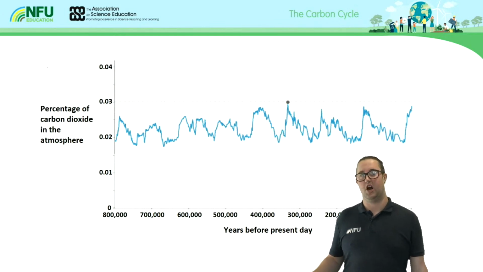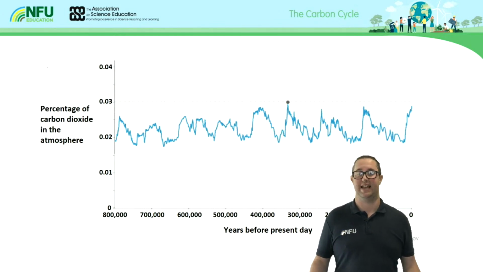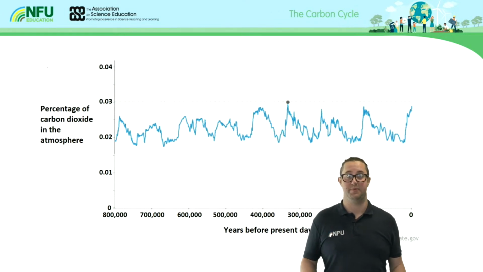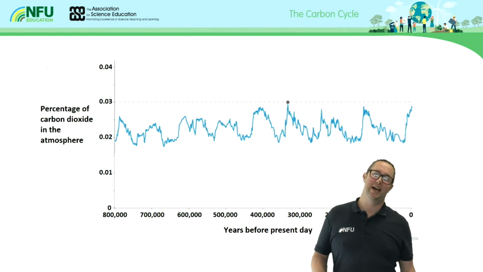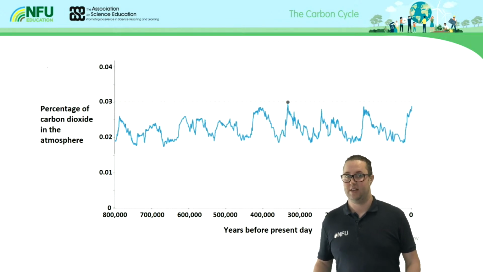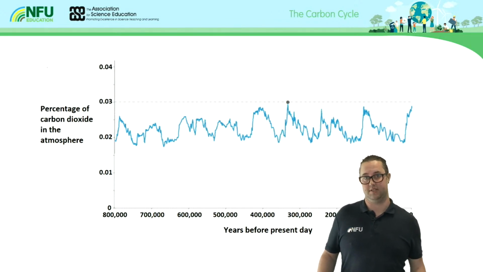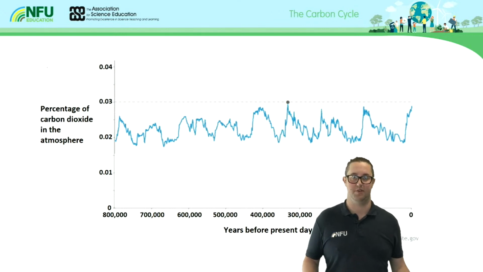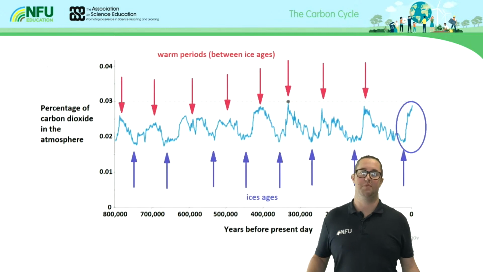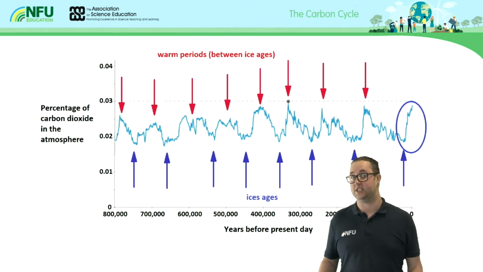The graph shows how carbon dioxide levels have changed over the last 800,000 years. You can see that the amount of carbon dioxide has varied between about 0.02% and about 0.03%. The amount varies naturally and in cycles. Scientists have been able to measure this carbon dioxide from ice cores in Antarctica. The cyclical change of carbon dioxide level matches with the Ice Age cycle.